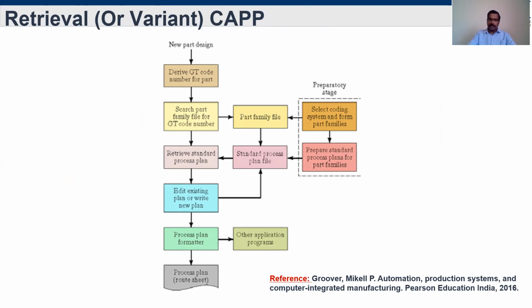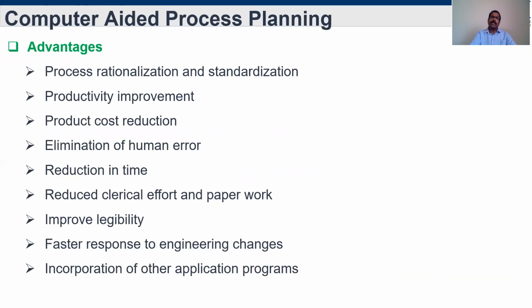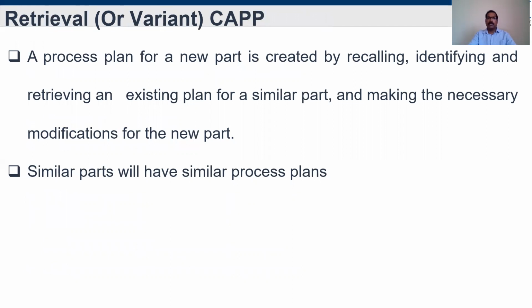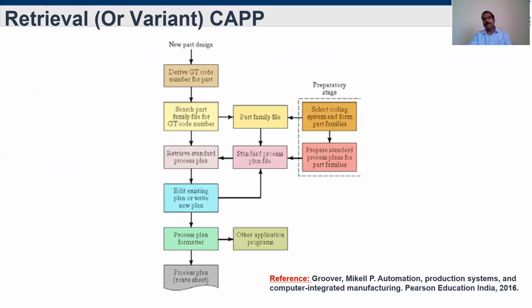To recollect, retrieval type process planning is where a process plan for a new part is created by recalling the existing process plan, right? Some process plans are already stored in the industry's database based on part coding and classification. Then if some new component or part comes to the industry, we have to retrieve the existing plan and compare it with the existing part process plans based on group technology codes.